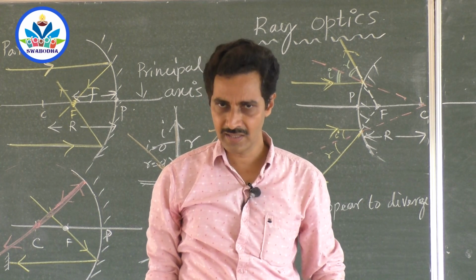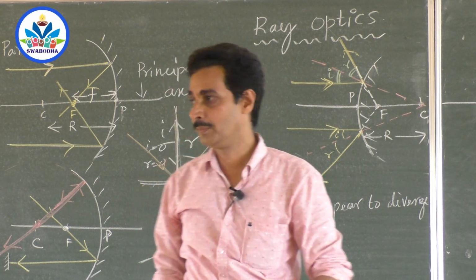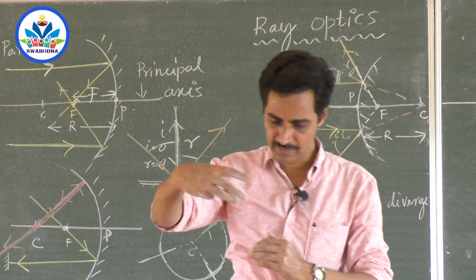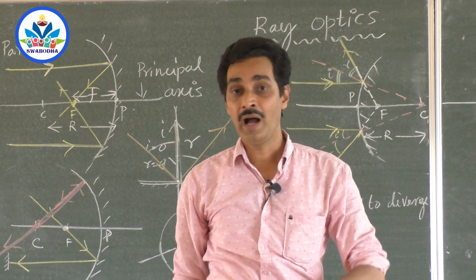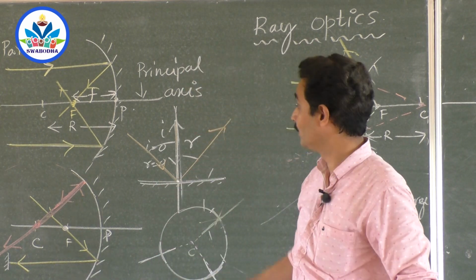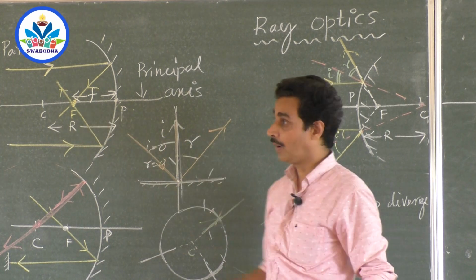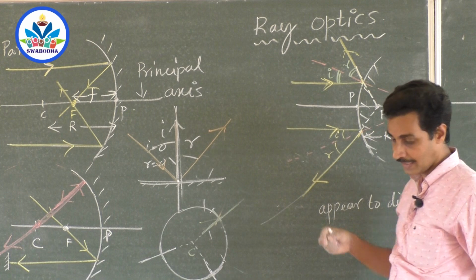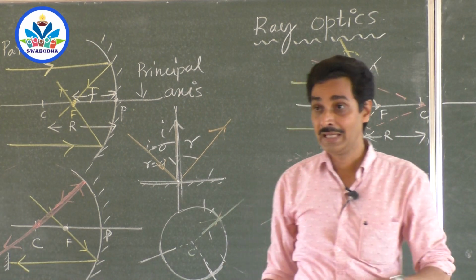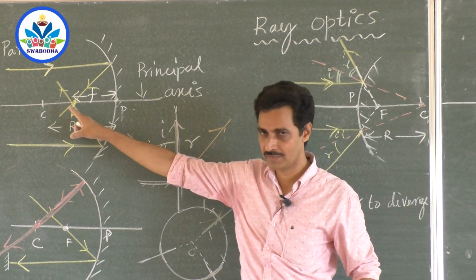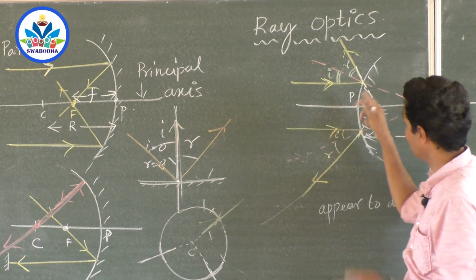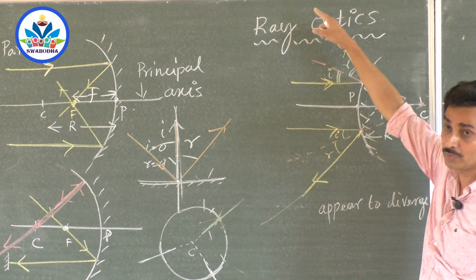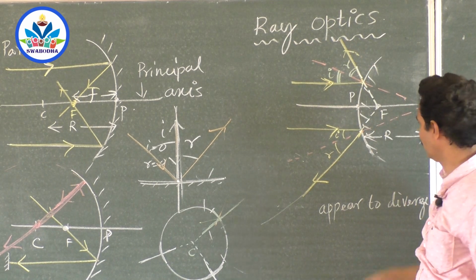When paraxial rays are incident on a curved mirror, maybe concave or convex, after reflection, either they meet at a point or they appear to diverge from a point on the principal axis, and that point is called focus. In a concave mirror, they meet at a point. In a convex mirror, they appear to diverge from a point. From here, they appear to be moving away. So that point is called focus.